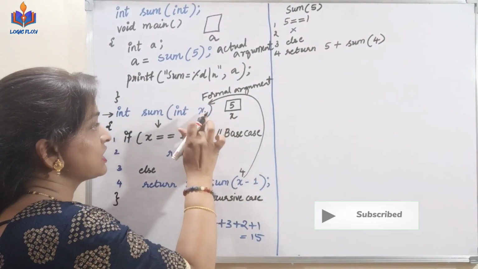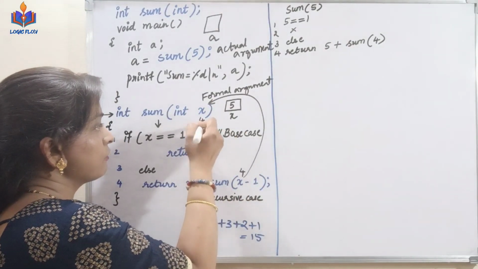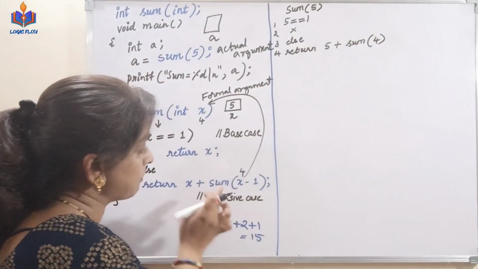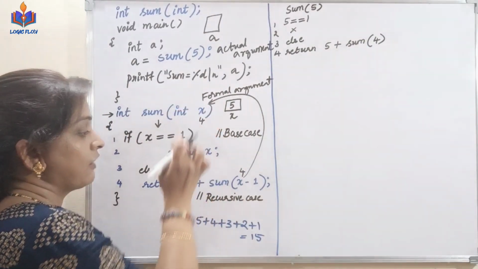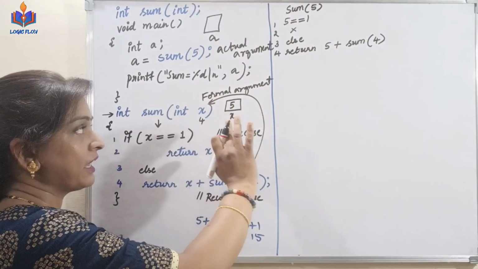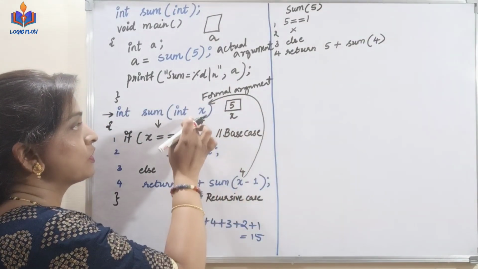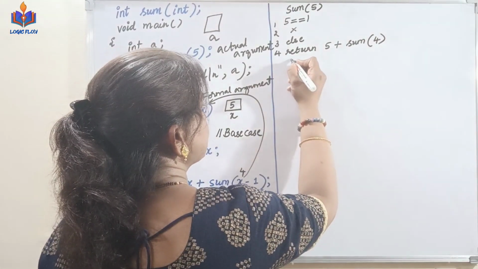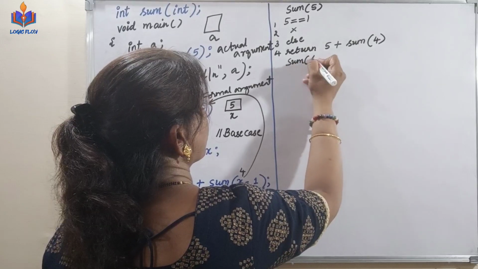So x is receiving how much? It is receiving 4. Okay. So it is a function call to the same function, direct recursion. A function calling itself directly. So again the control will go to the same function but with the simplest form. Here once again I say sum of 4.